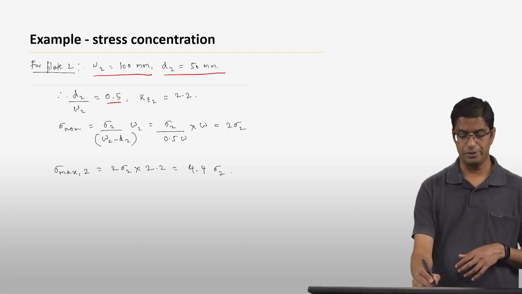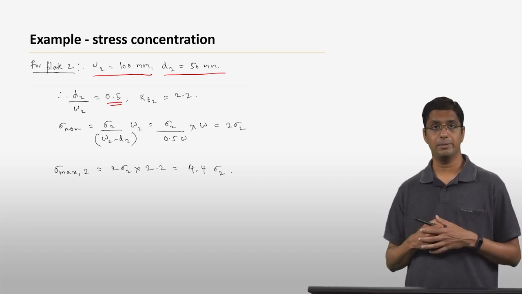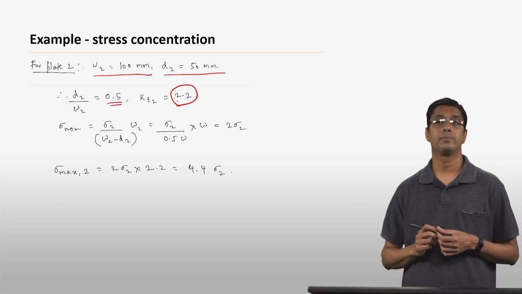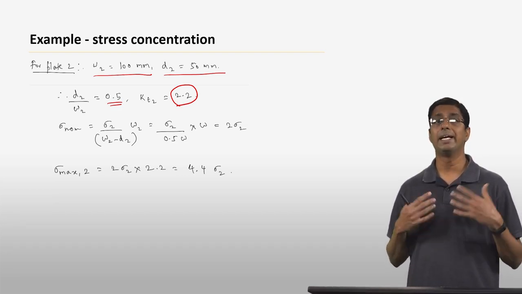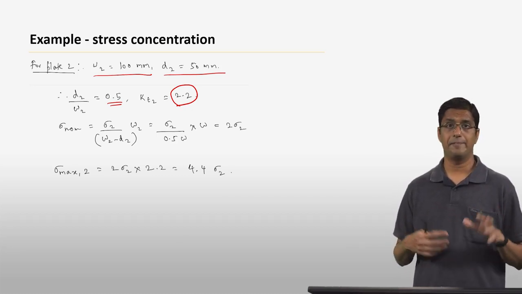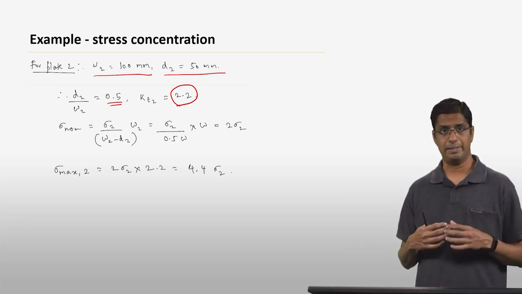So D over W is 0.5. So we find out what is the KT2 value corresponding to that, and that is roughly around 2.2. Okay, so essentially the stress concentration factor for the second plate is smaller than the stress concentration factor for the first plate, which is expected because the diameter of the hole is larger for the second plate.